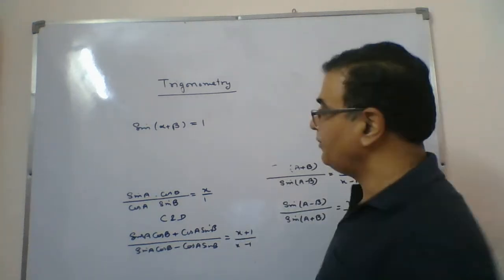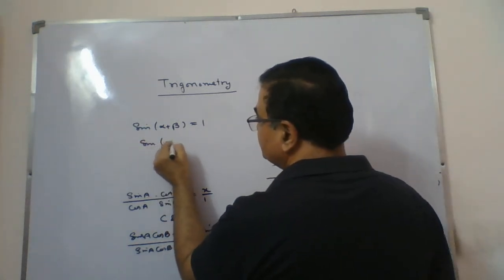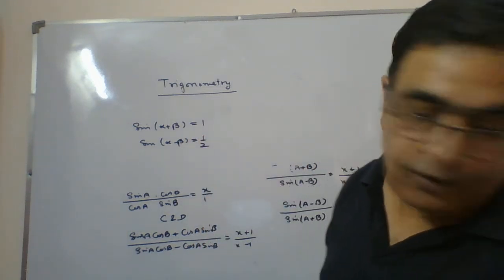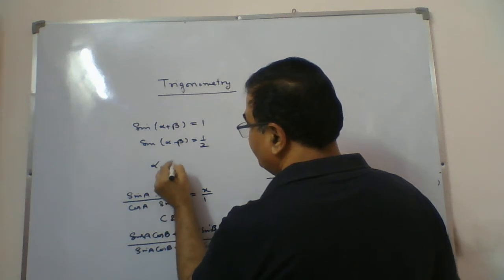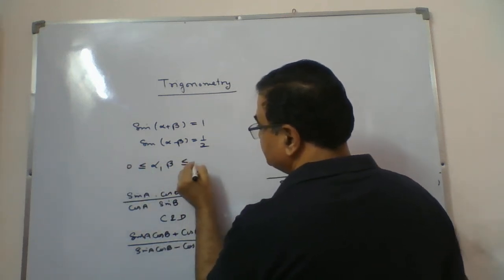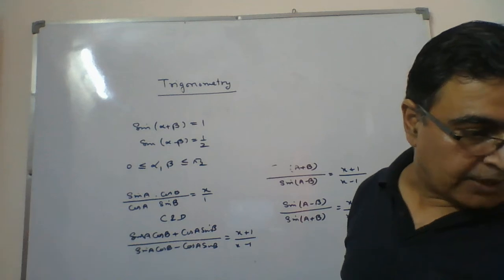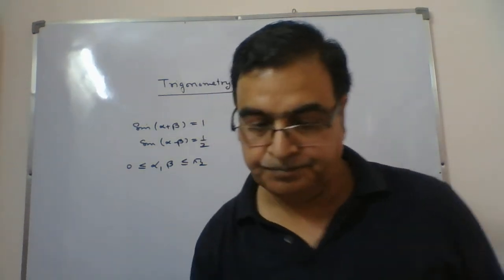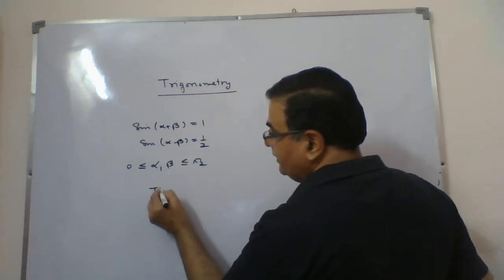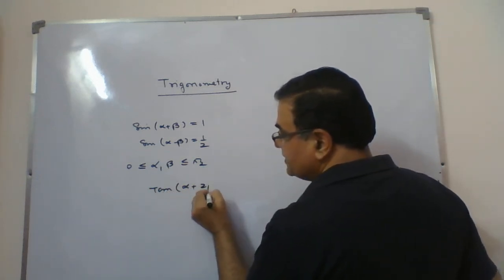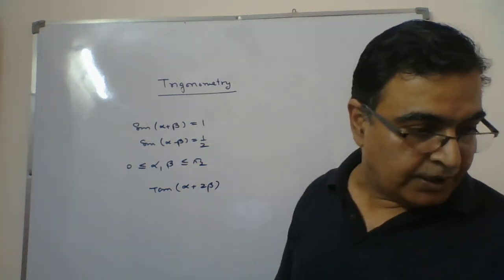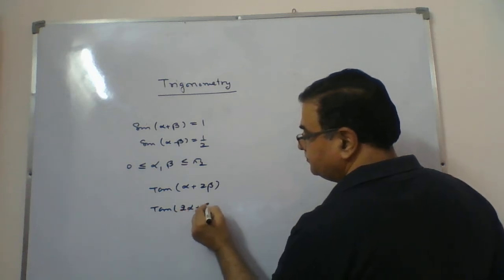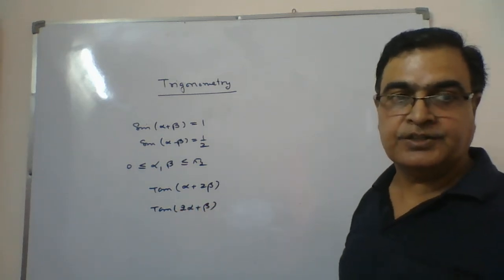And sin(alpha minus beta) is half. My question is, alpha and beta are angles in the first quadrant. Then the question is, find the value of tan(alpha plus 2 beta). Find tan(alpha plus 2 beta). This value I want, and tan(2 alpha plus beta) also. These are the values I need.